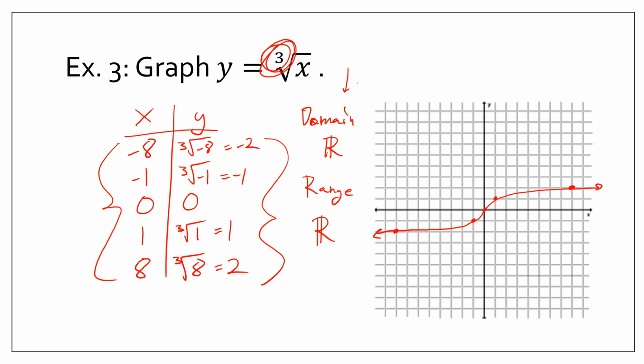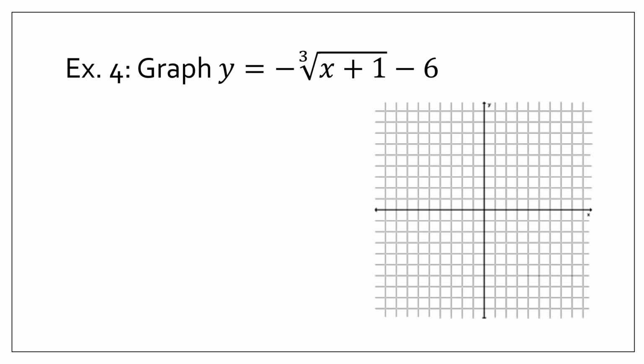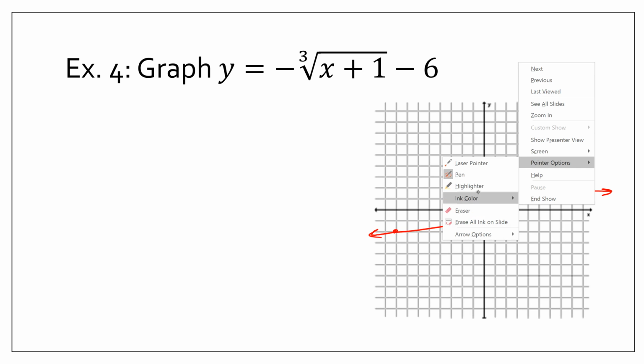But let's actually translate it. So here we go. First of all, I'll draw my parent function. 0, 0, 1, 1, over 8 up 2. Same thing on this side. I'll connect the dots. Remember that we need to take care of our reflections and stretches first.